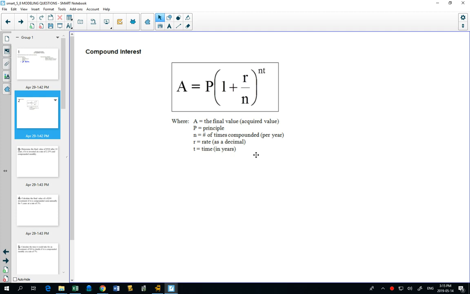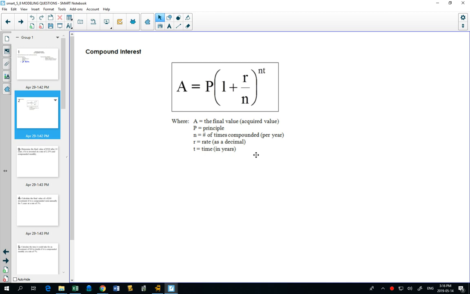So the first thing we're going to look at is compound interest. And we've seen this formula before in our notes, but this is how you would get it on a question on a test. They would say, using the compound interest formula, blah, and they would tell you each of the things and what they stand for. That A is the amount, the final amount, P is the principal, N is the number of compounding periods per year, R is the rate, the interest rate as a decimal, and T is time in years.